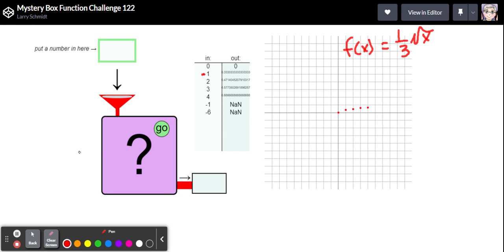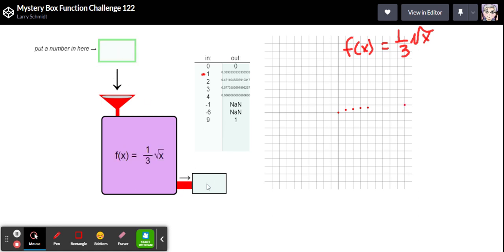If we put in a 9, the square root of 9 would be 3, and 3 times 1/3 would be 1. So if we put in a 9, we should get a 1 out. Let's try that. And there we go. All right, well, that clinches it for me. I'm going to go ahead and reveal. And there it is. f of x equals 1/3 times the square root of x, and we can graph that. You've got that very shallow tapering curve of the square root function.